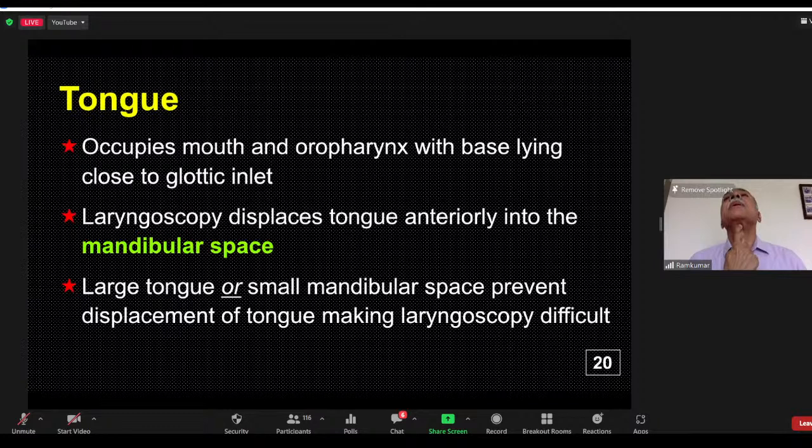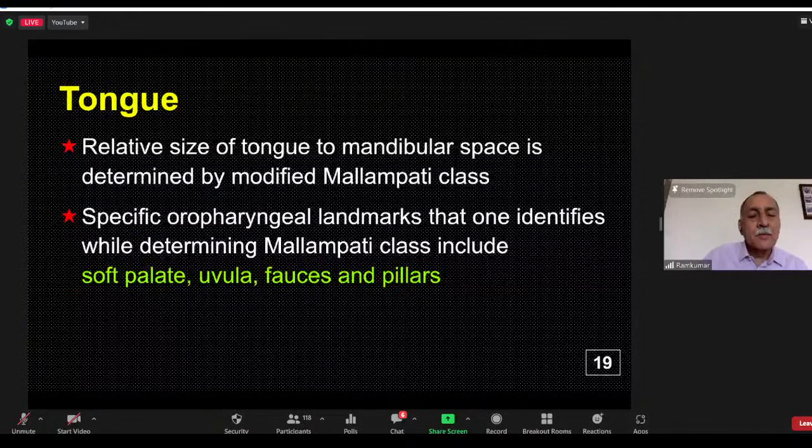So what we're trying to find out is two things. Is the tongue large or is the submandibular space small? So you can have a normal situation when you have a normal tongue and a normal submandibular space volume. However, suppose you have a large tongue with a normal submandibular space, then you cannot displace the tongue into the submandibular area during laryngoscopy. And if you have a normal sized tongue with a narrow or a small submandibular space, again, you have a problem to displace the tongue. So discrepancy between the size of the tongue and the submandibular space is evaluated by what is called the Mallampati classification. And essentially, this has been modified.